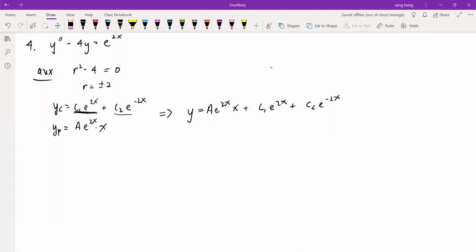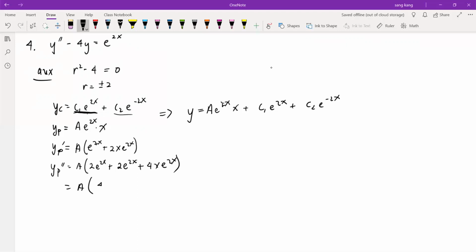So now let's solve for a. So we're going to need yp prime, which will be a e to the 2x, so product rule, 2x e to the 2x. For the double prime, we'll have to do another product rule, so 2 e to the 2x plus 2 e to the 2x plus 4x e to the 2x. Simplify this, we can combine those first two.